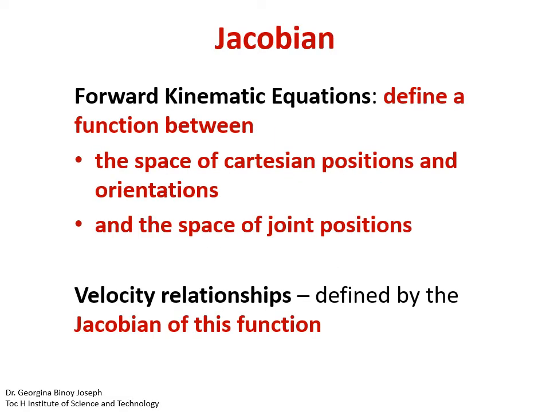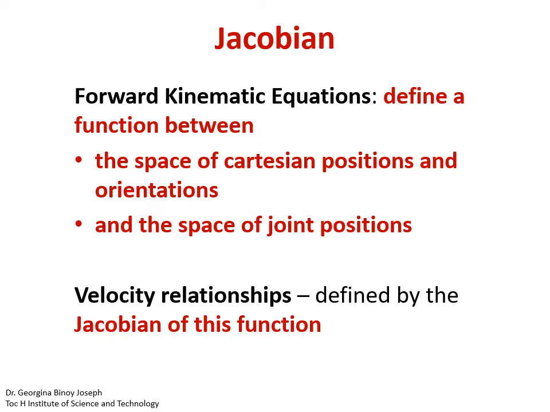The Jacobian. So what is this Jacobian that we are going to derive? We have studied forward kinematics in module 4. In module 4, forward kinematics, we saw that it defines a function between the space of the Cartesian positions and orientations and the space of the joint positions. So where is the end effector? What is its orientation at the current time? You can express it in terms of the space of joint positions. That is what is called the forward kinematic equations.